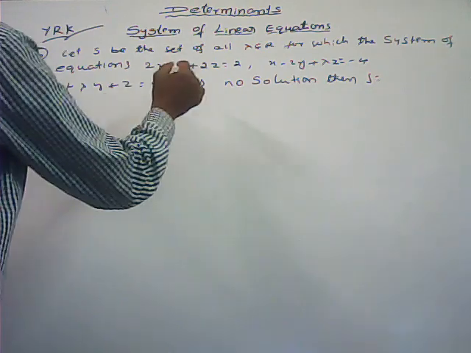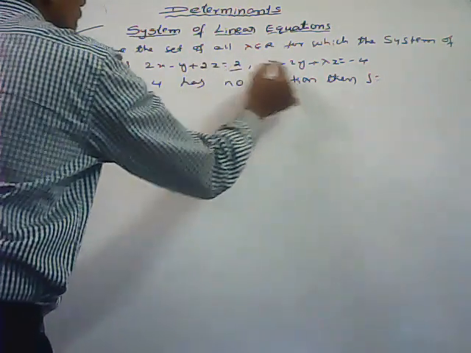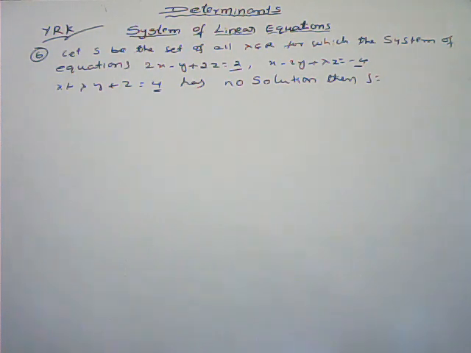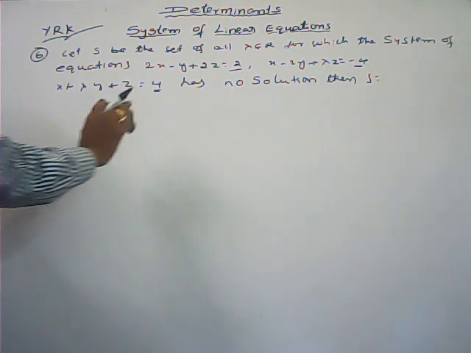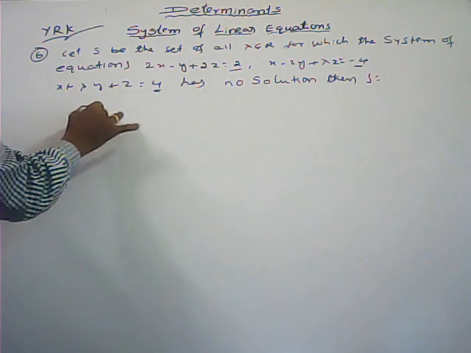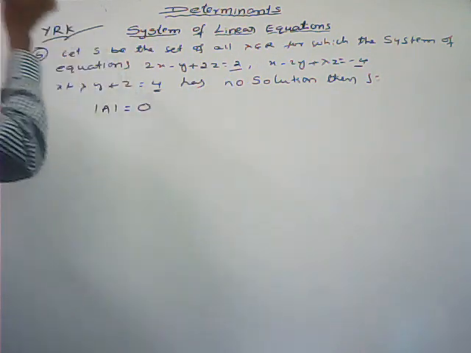here, on the right-hand side, the constant terms. You can observe one more thing also: the constant terms don't contain unknown terms like lambda, mu, k. Those are not there here. And here they are asking for no solution. No solution means that determinant A is equal to 0.